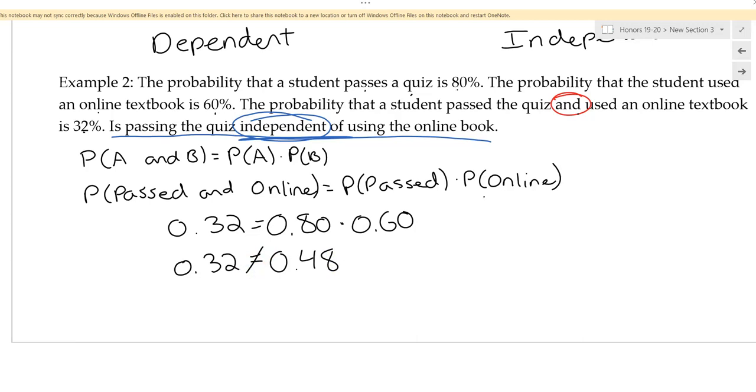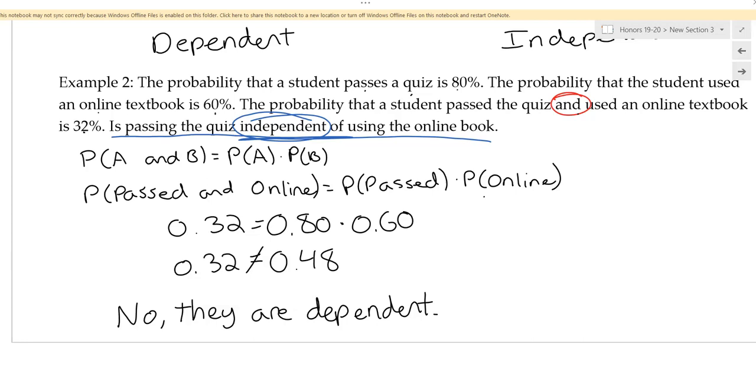No, these are not equal. So I'm going to say no, they are dependent. Okay. So passing a quiz is dependent on whether they use the online book or not. Now, these tests tell me nothing about this situation other than one affects the other. I don't know if using the online textbook is more helpful or less helpful. All I know is that using the online textbook is somehow going to change my probability of passing, whether for the better or for the worse. Okay?